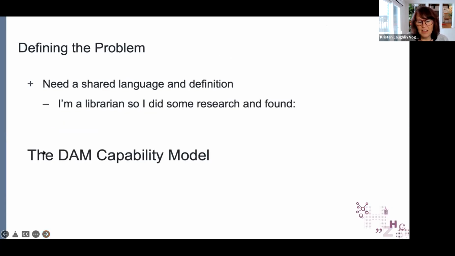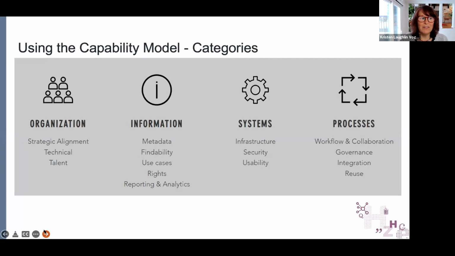Next slide. So the first step in a Lean Six Sigma project is defining the problem. I knew that our asset management wasn't good, but I needed a shared language and a definition. And I am a librarian. So of course, the first thing I did was go do some research. And I found the DAM capability model. And that gave me a framework for defining the problem.